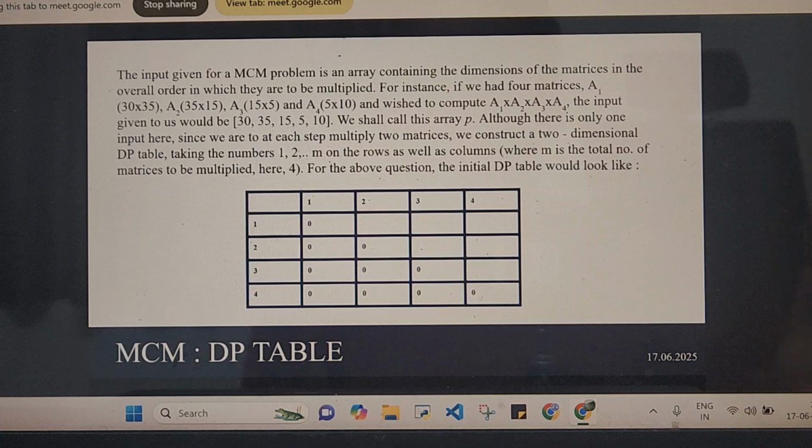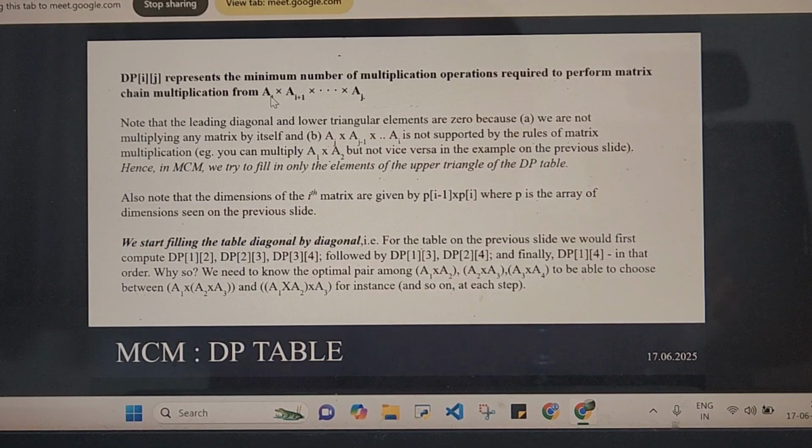So this is one thing you need to know with regards to the input. With regards to the DP table, we construct a 2-dimensional table where the number of rows and columns is equal to the number of matrices which overall we want to multiply. We will fill the leading diagonal and all lower triangular elements with zeros. The upper triangular elements are the ones we are going to try and fill in. Now we will move on to the optimal substructure, but before that, as always when you have a DP table, once you've set up the table, the next thing you have to do is define what the value in a cell stands for.